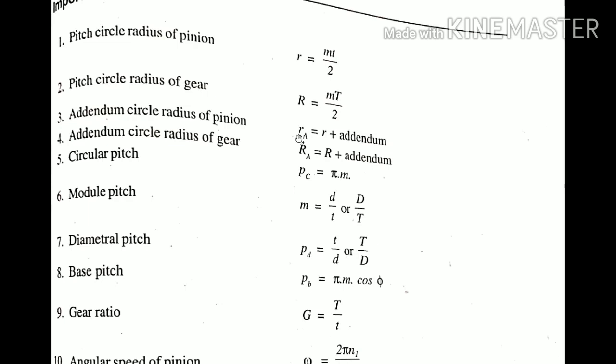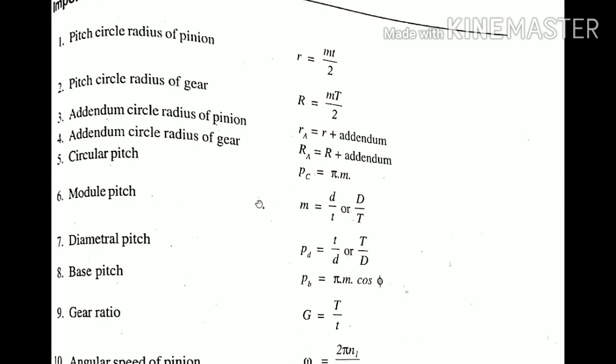And then the addendum circle radius of the pinion, Ra, is equal to r plus addendum. What is small r? It is the pitch circle radius of the pinion. Similarly, the addendum circle radius of the gear, capital Ra, is equal to R plus addendum. What is capital R? Pitch circle radius of the gear. And if you want to find the circular pitch, that is Pc, it is pi times m. What is small m? Module.